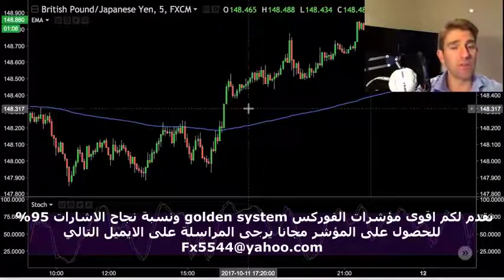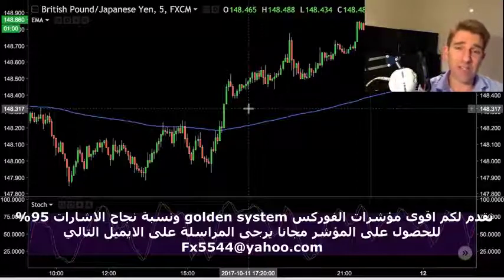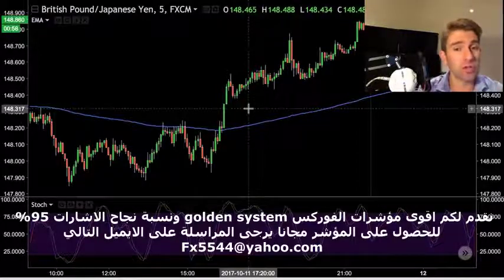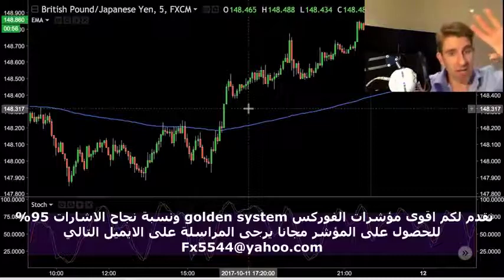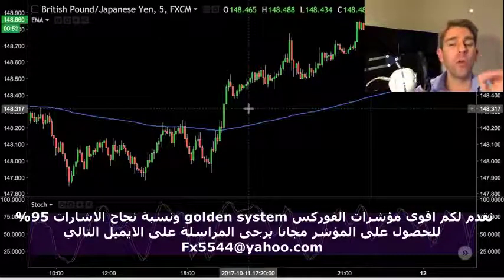The second part of the filter is, if the price is above the 200 period moving average, we're now looking for the stochastics to go oversold. So it's the other way around. So price is up, stochastics go oversold. As soon as they start turning up, we go long.